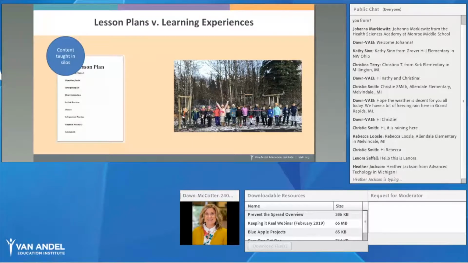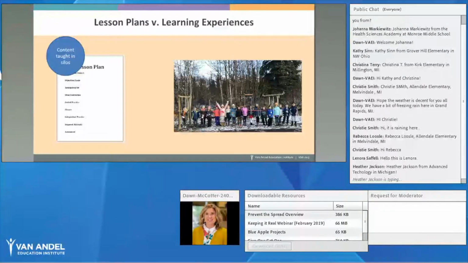But if we take a look at traditional lesson plans and learning experiences, looking at the differences, we know that we need a lesson plan. We need to have an idea of what we're doing when those students walk into our classroom. But really taking a look at what is in that lesson plan, like what is being taught.